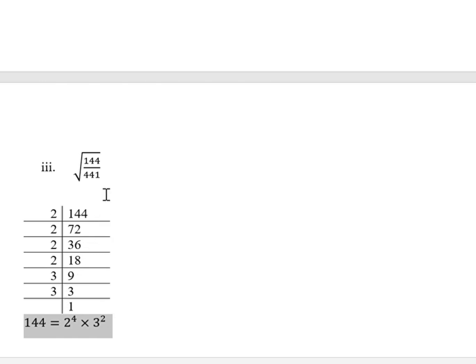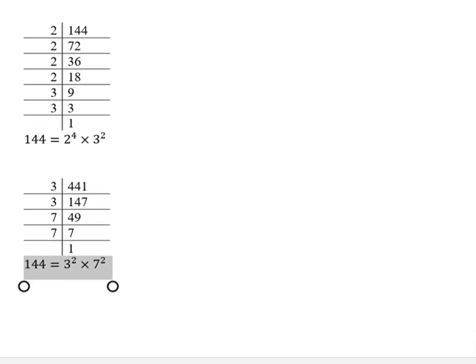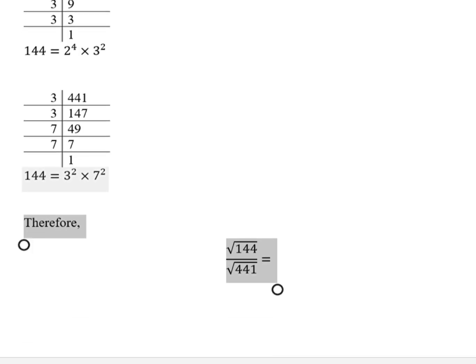Then we come to 441, and do the same thing. The prime factors of 441 are 3, 3, and then 7 and 7. That gives us 441 written as a multiple of its prime factors as 3 squared times 7 squared.